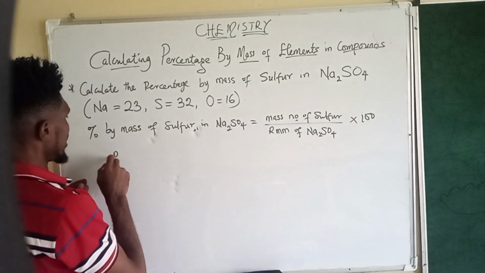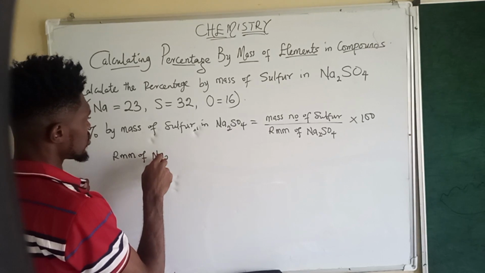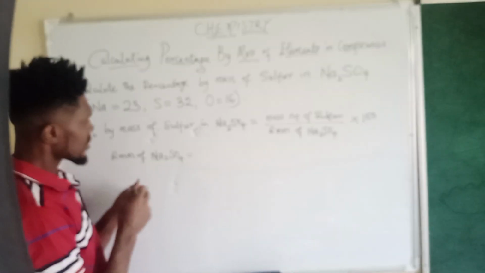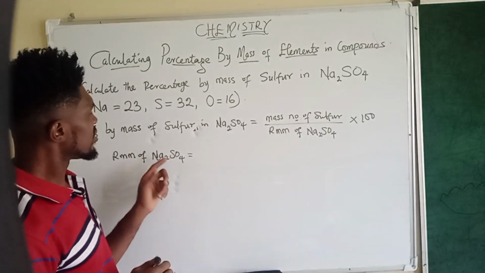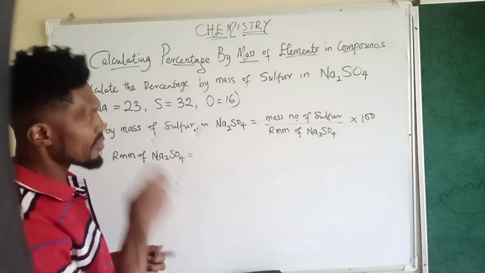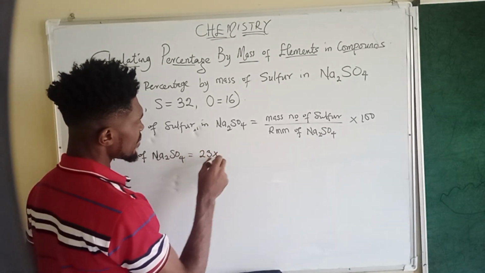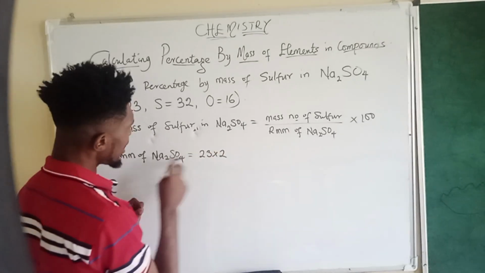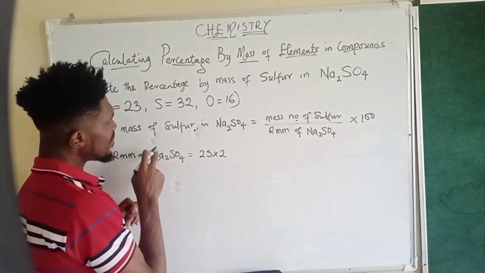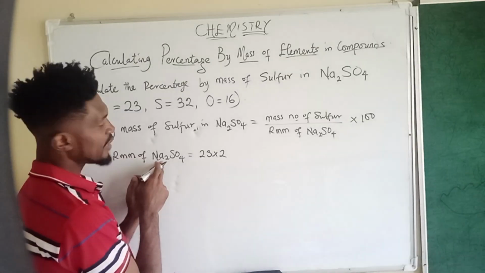Now, the relative molecular mass of Na2SO4 is equal to, now we're going to add up the masses of these elements in this compound. We've done that before, but let's just do it again. So we have 23 multiplied by 2, because we have 2 atoms of sodium. So you say 23, the mass number of sodium, times 2, because here sodium is 2.